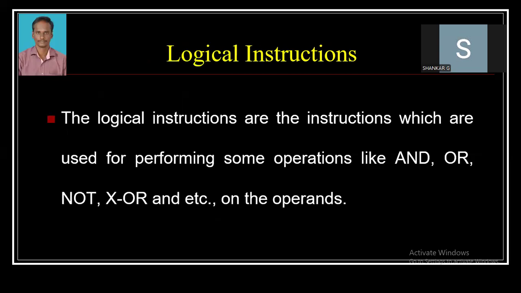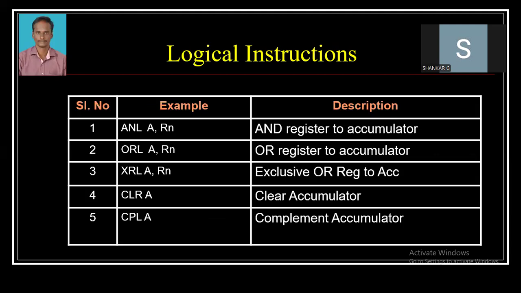Next, logical instructions. The logical instructions are the instructions which are used for performing operations like AND, OR, NOT, XOR, etc. on the operands. Let us see examples for logical instructions. The first one is ANL A, Rn, which means AND logic of the register with the accumulator, that is Rn with A. We are performing the AND operation on Rn and A.